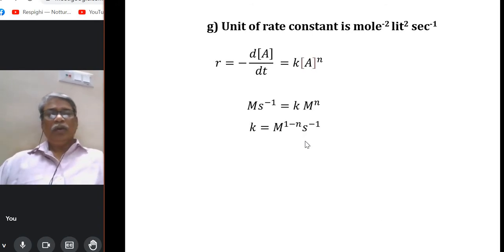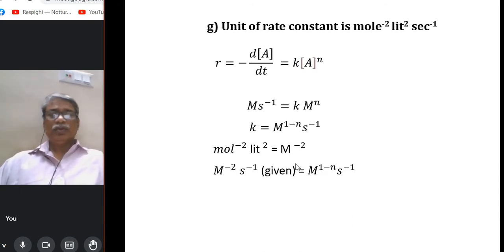Okay. Now in the question it is mole square liter inverse. So let us see what it is actually. Mole to the power minus 2 liter square is actually molarity to the power minus 2. So what is given in the question is molarity to the power minus 2 second inverse, and it is equal to m to the power 1 minus n s to the power minus 1 for nth order reaction. So the job is to find the value of n. Obviously from this equation, the power of m is minus 2, and here it is 1 minus n. So minus 2 is 1 minus n. So n is 3, so the answer is n equals 3.